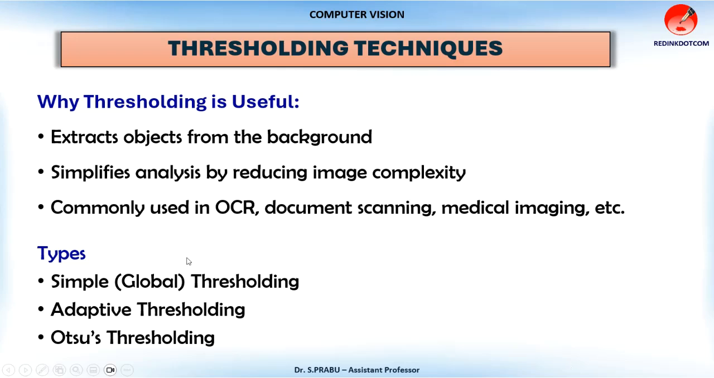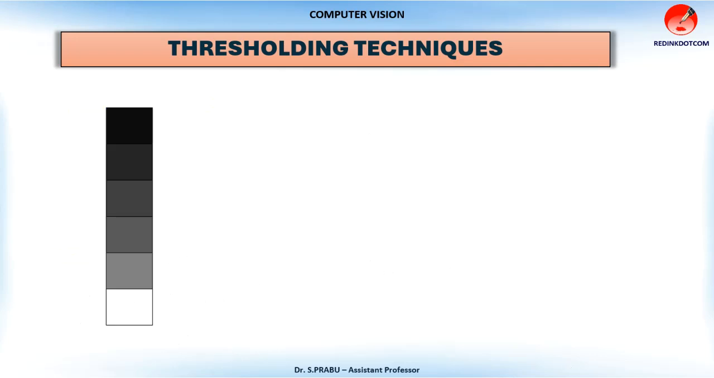These are the different types of thresholding techniques: simple, adaptive, and Otsu's thresholding. Before going to the example, I will try to explain the simple concept of thresholding. Let's take one simple image. It contains different colors. Black color is represented as 0, pure white is represented as 255. In between, the values give the different shades of gray color.